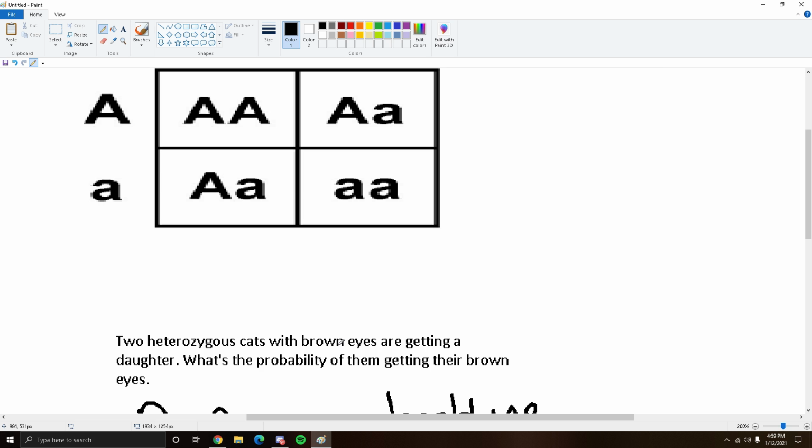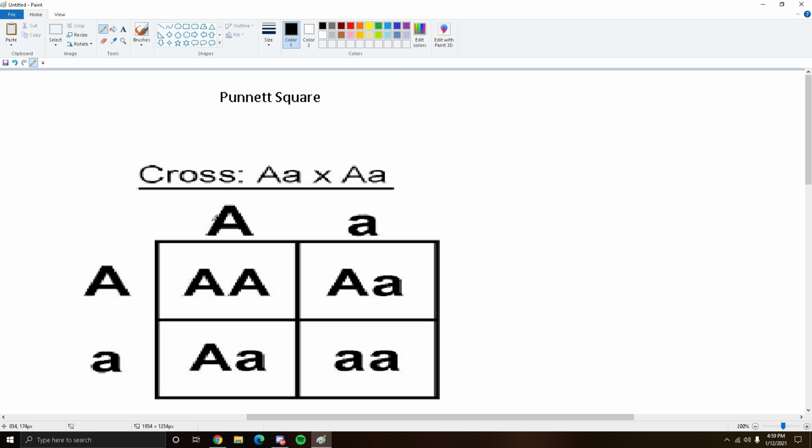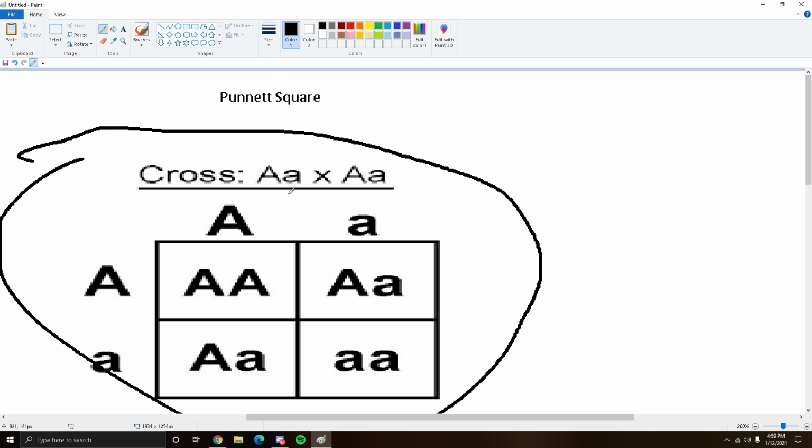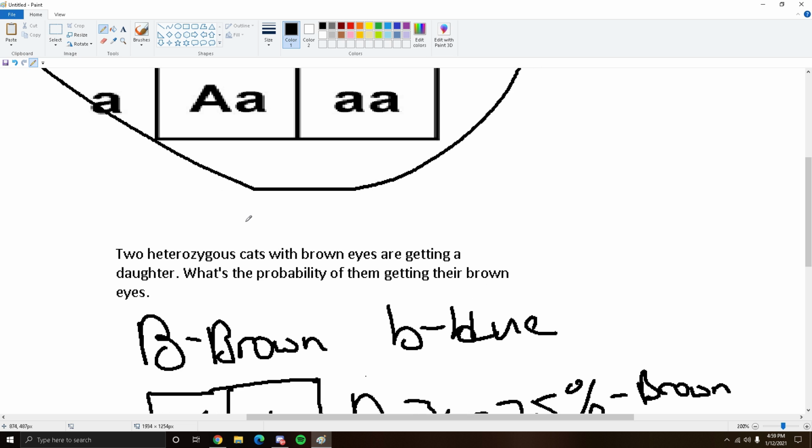Let's go to the second question. You can see this is how it's going to be. I'm not saying this is the question, this is just a picture to show how the square looks. So it's two heteros. Another example I'm going to talk about is two heterozygous cats with brown eyes that are having a daughter. What's the probability of them getting brown eyes?